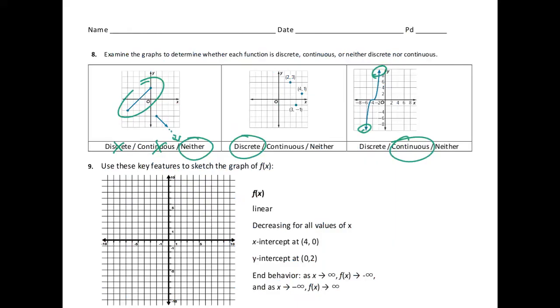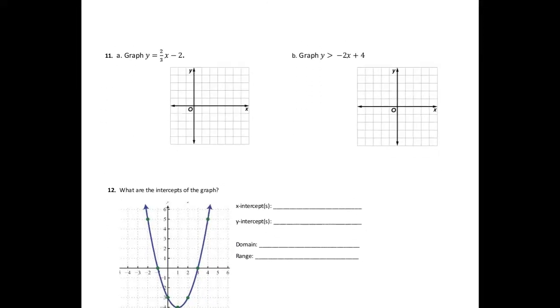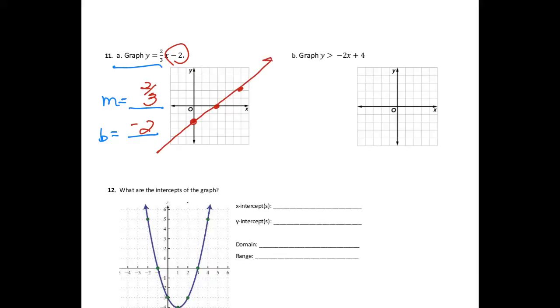All right, so we didn't get through all of them. 9 and 10 is sketching. 11, we've got graphing. Hopefully you know how to graph. What's my slope in number 11? The slope is 2/3. The y-intercept is -2. And where would you start graphing? At -2. And then you're going to go up 2 over 3. 1, 2, 3. Up 2 over 3. 1, 2, 3. And there is your line.